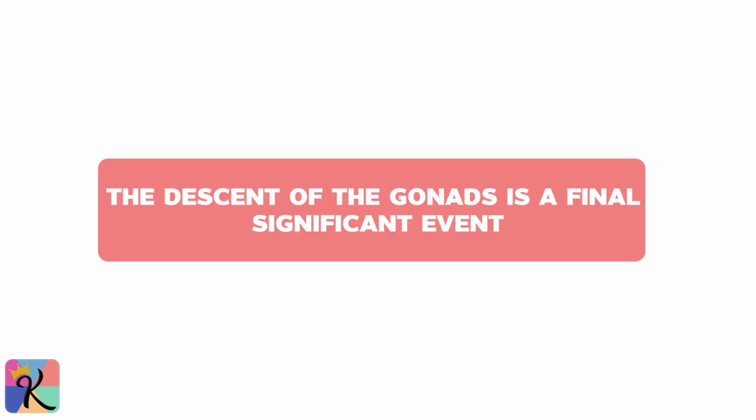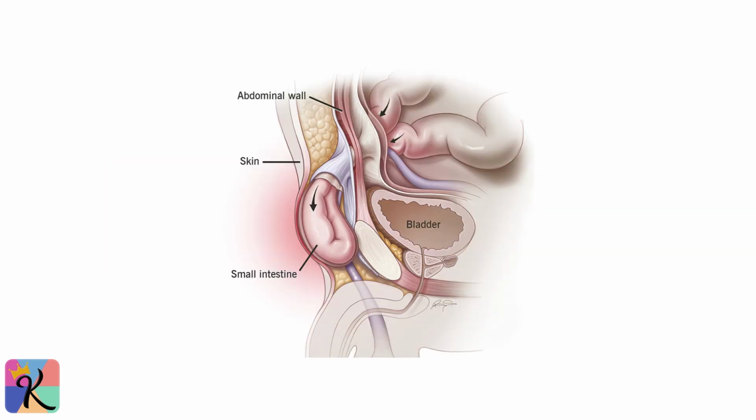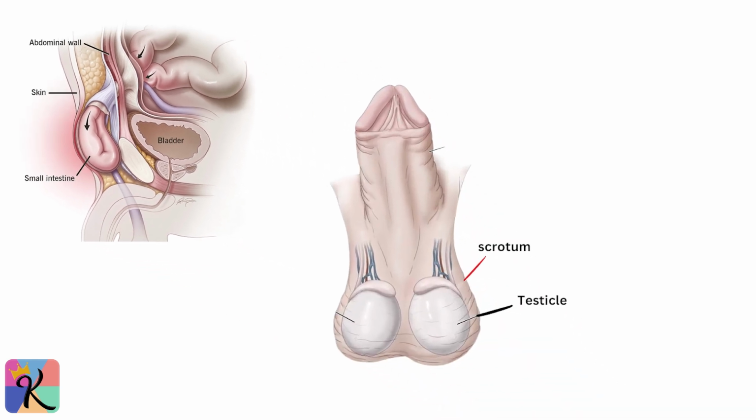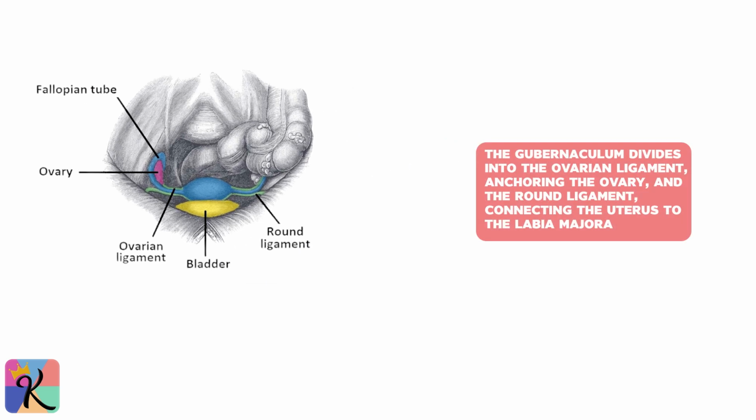The descent of the gonads is a final significant event. In males, the testes initially develop near the anterior abdominal wall and descend into the scrotum, guided by the shortening of the gubernaculum and movement through the inguinal canal. This descent is complete by the end of pregnancy. In females, the ovaries descend only to the pelvic region. The gubernaculum divides into the ovarian ligament, anchoring the ovary, and the round ligament connecting the uterus to the labia majora.